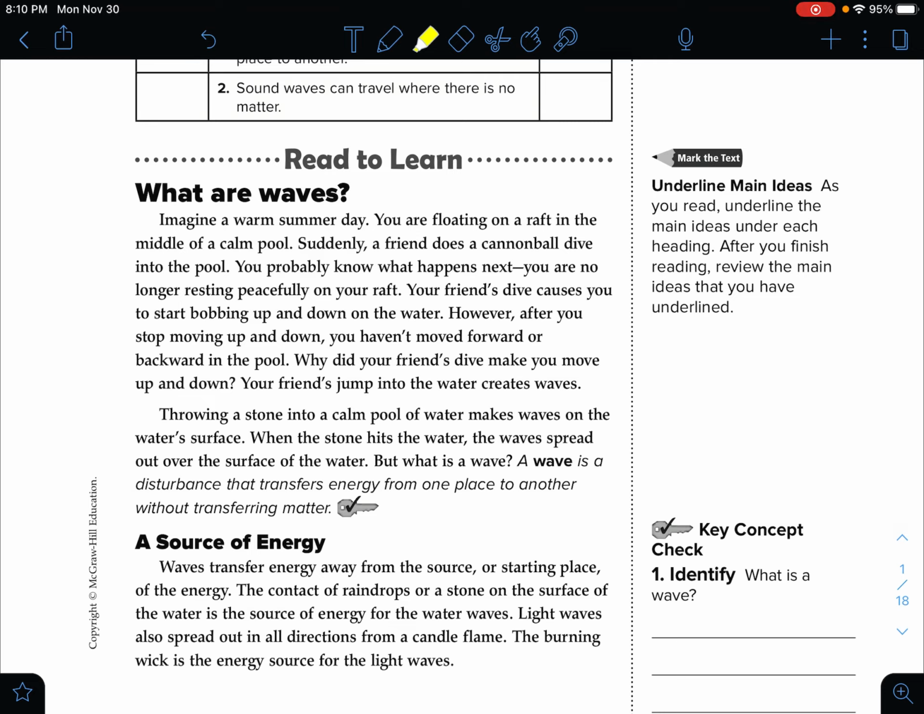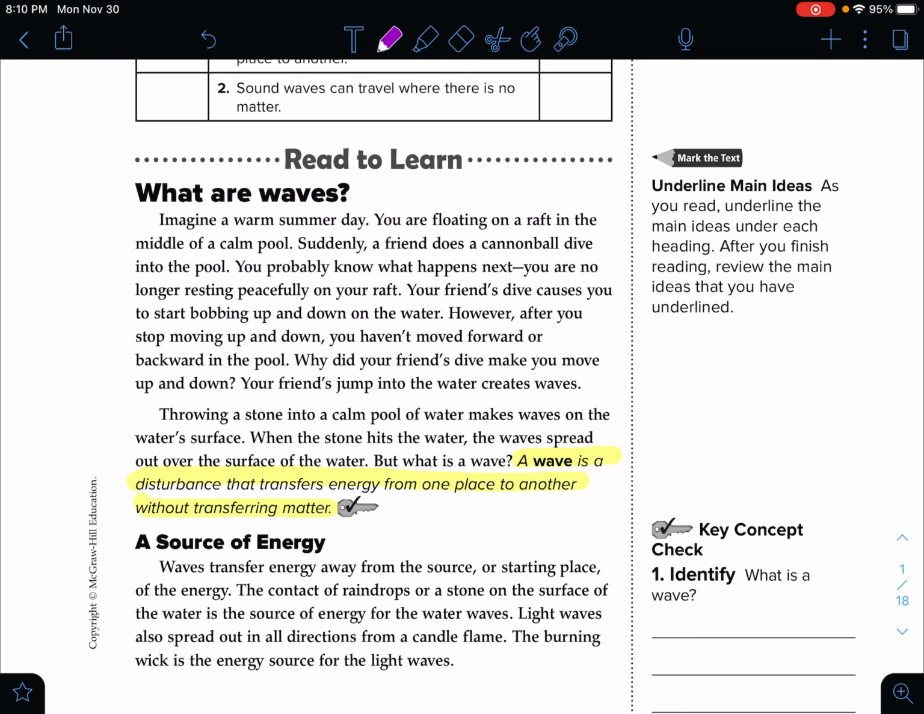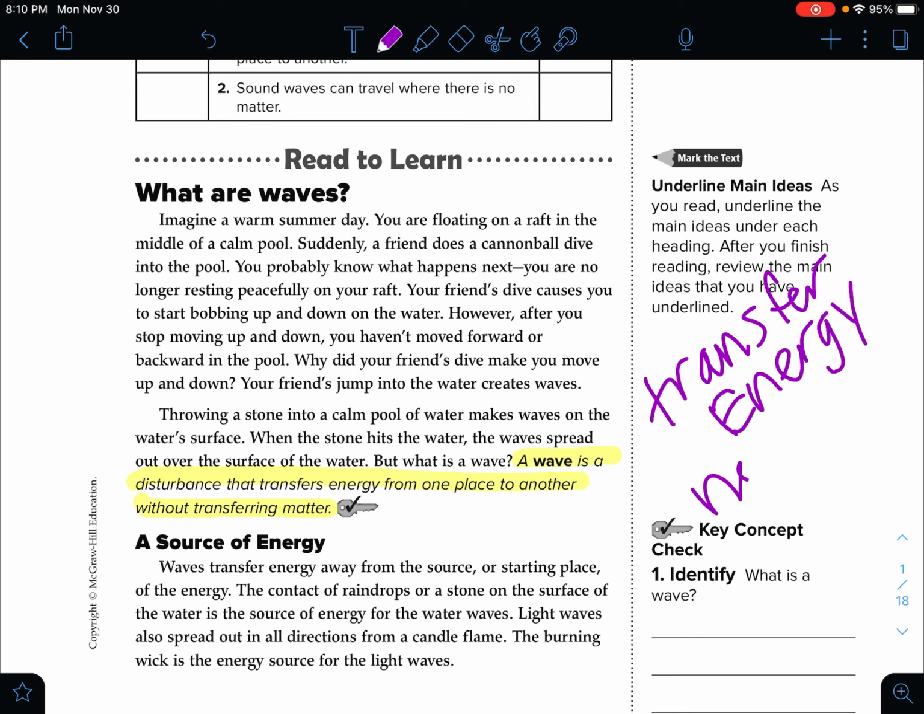So we have our first vocab word here, so we're going to go ahead and highlight this. A wave is a disturbance that transfers energy from one place to another without transferring matter. So we're going to want to make sure that we know that waves transfer energy, but do not transfer matter.